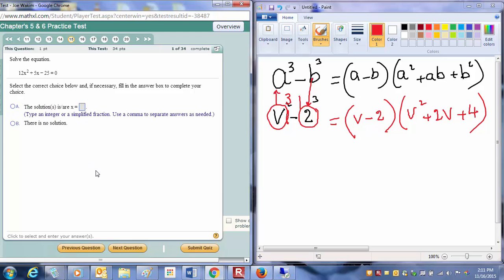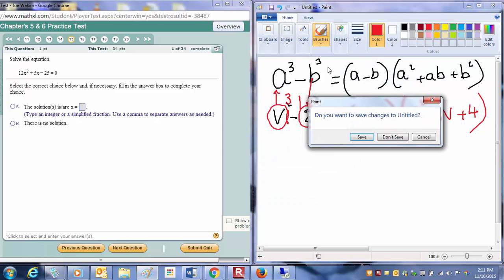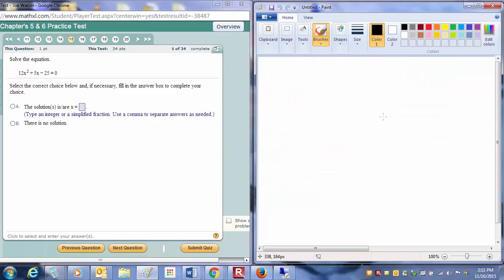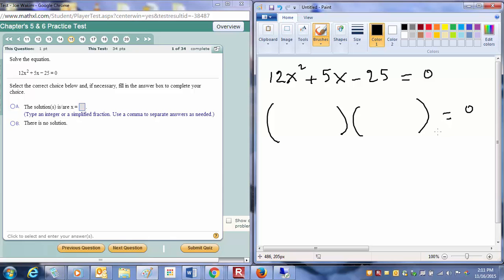Let's try number 15. Solve the equation. So when you solve an equation, after factoring, you have to do one more step and find the solution. So here we have 12x squared plus 5x minus 25 equal to 0. Again, we don't have a GCF because 12 is 2 times 2 times 3. This is 5, and this is 5 times 5. So let's go ahead and factor first, and then we can find the solution later.